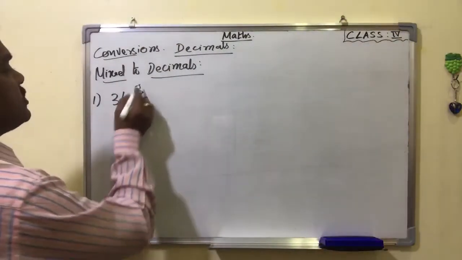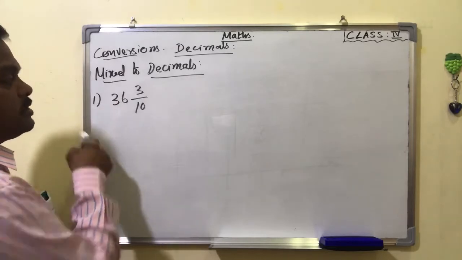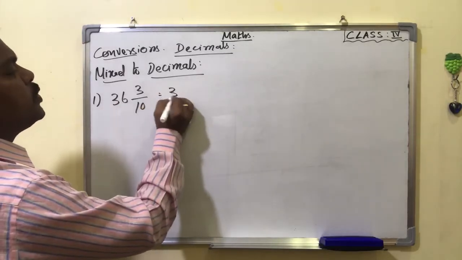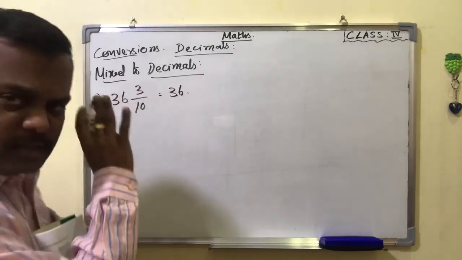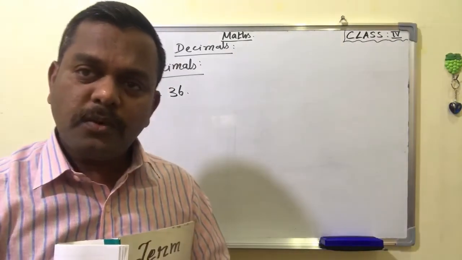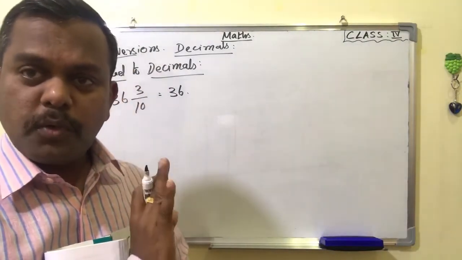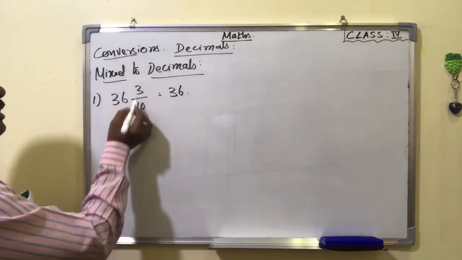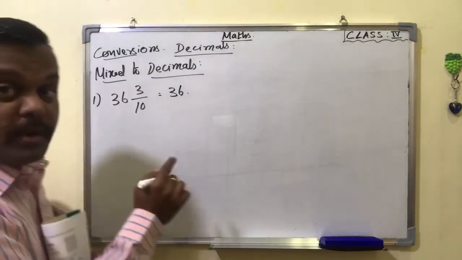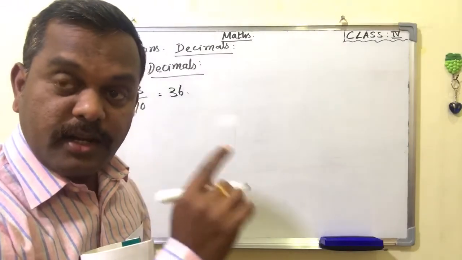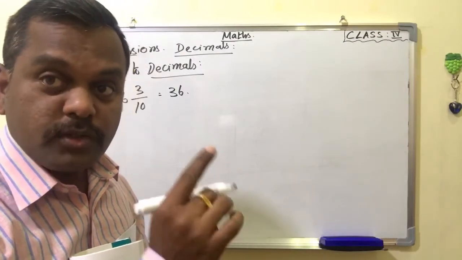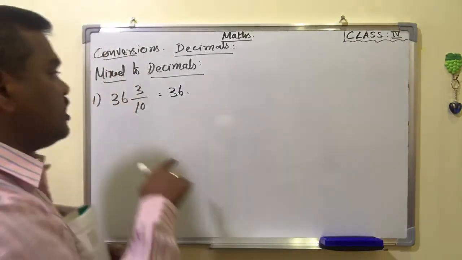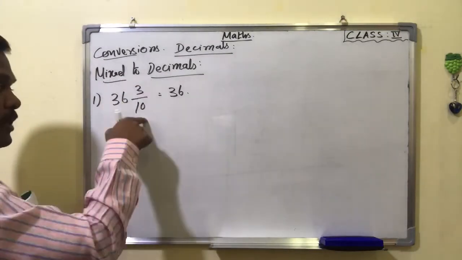See, 36 3 by 10. So 36 is the whole number. No need to do anything, keep it as itself. No need to disturb the whole number. 3 by 10. Any fraction with denominator 10, 100, 1000, those are called decimal numbers. So this is a decimal number only, 3 by 10.